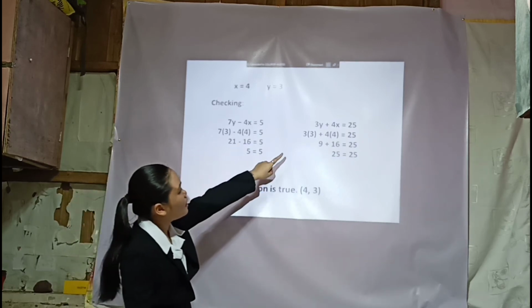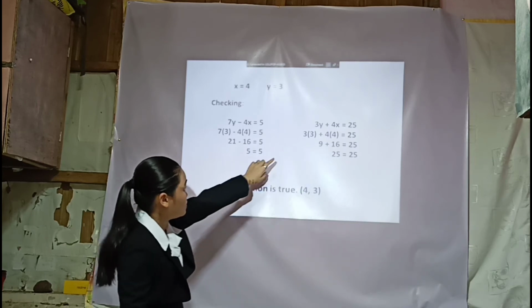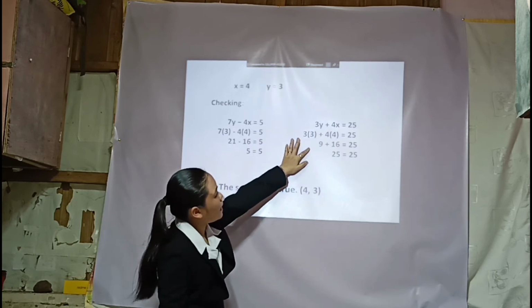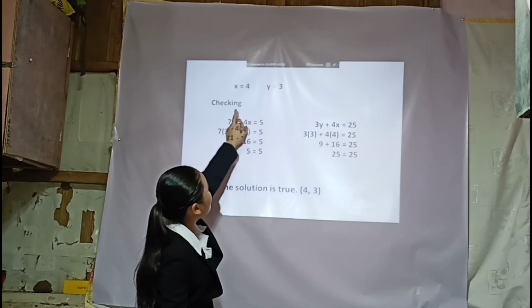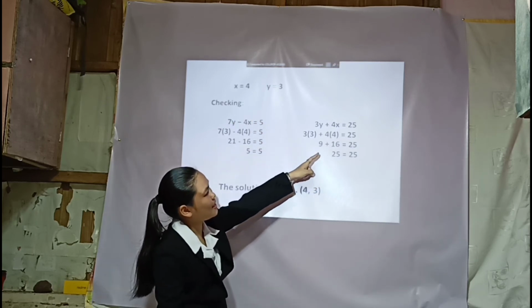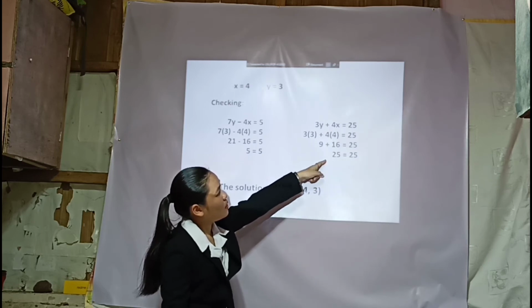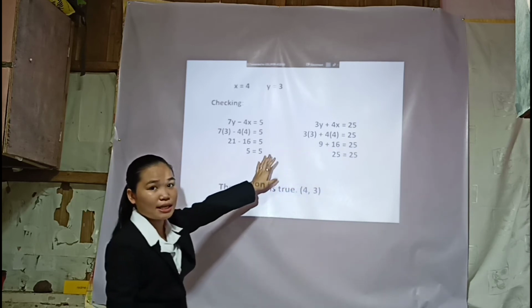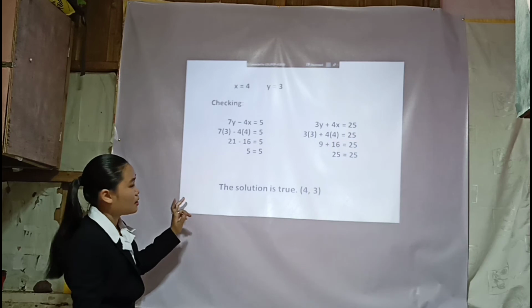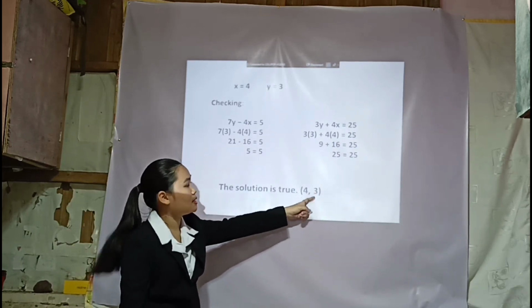Let's proceed to another. 3y plus 4x equals 25. So 3 times 3, which is the value of y, plus 4 times 4, the value of x, equals 25. So 9 plus 16 equals 25. So 25 equals 25. Our answer is correct for this equation. So the solution is true. The value of x is 4 and the value of y is 3.